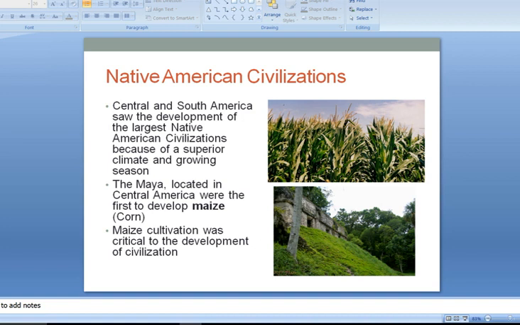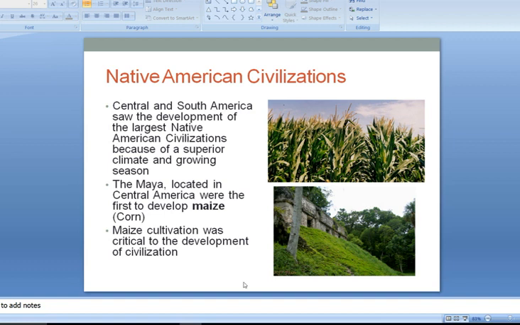those civilizations are going to develop to be much larger, partially because of climate. The growing conditions are a lot better in Central and South America. You have year-long growing conditions. It's hot, so the land is going to be extremely fertile. And the Maya, who are today located in Central America, Mexico, Guatemala, Nicaragua, Belize, that kind of area, were the first to develop a very complex civilization.